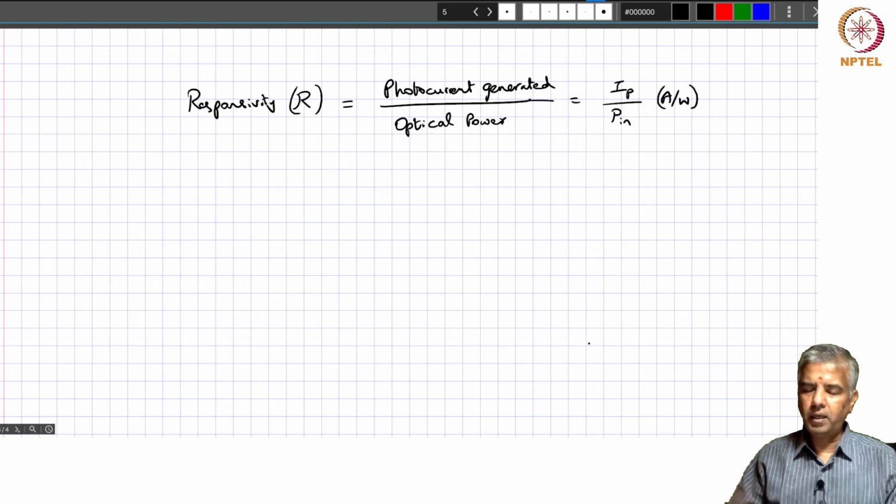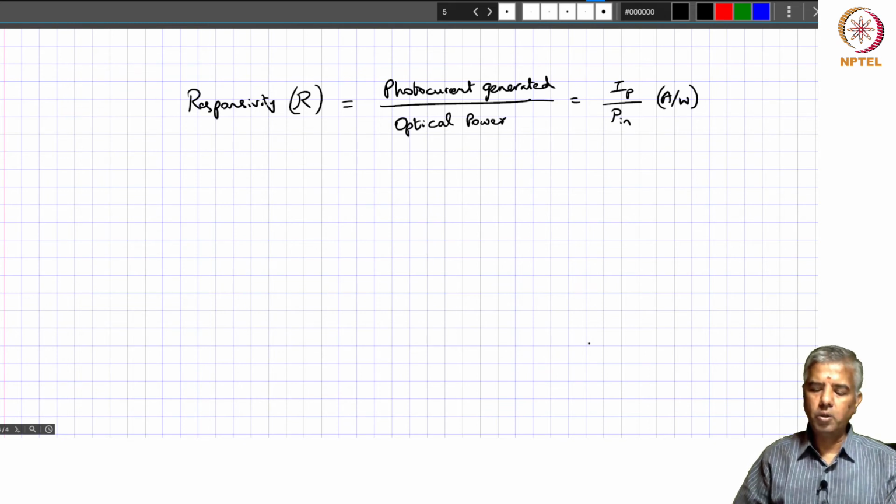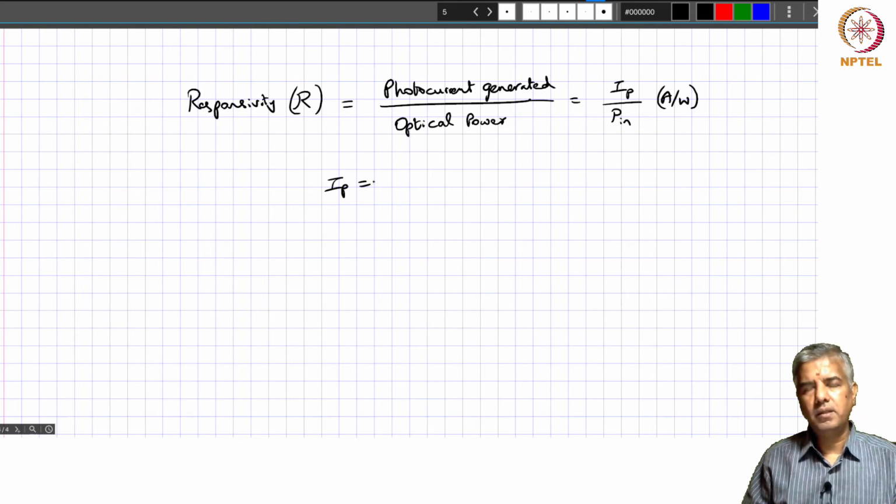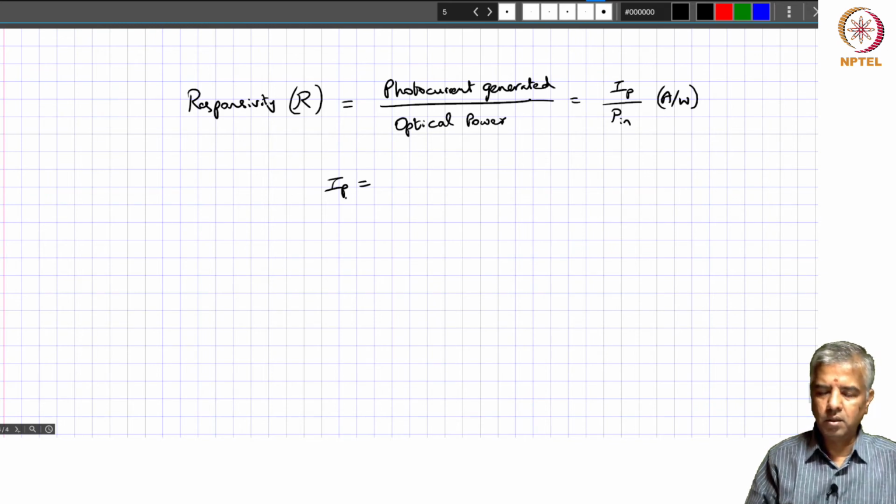Then you ask the question, what is the photocurrent that's generated in this photodiode? How do you quantify that? So IP can be written as, first of all, there is a certain rate at which you have these photons coming in. So what is that rate? That will be given by Pin over h nu.